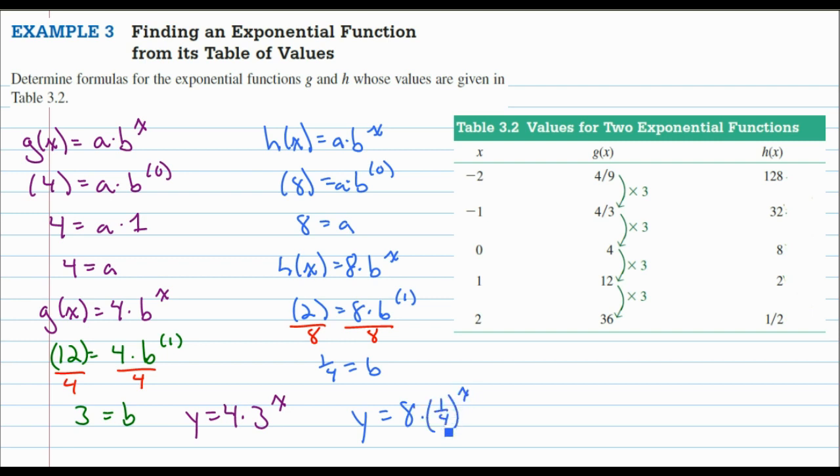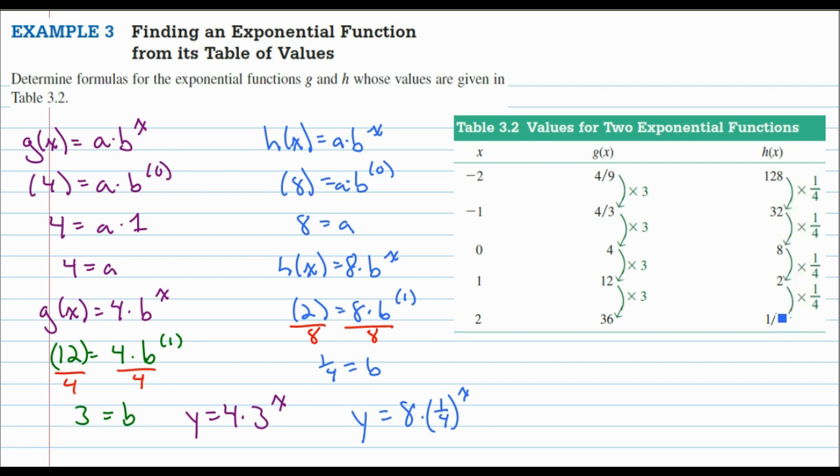So this is exponential decay. I can see that every new y value is getting multiplied by 1/4 to achieve the next one. 128 times 1/4, or divided by 4, is 32. 32 divided by 4 is 8. 8 divided by 4 is 2. 2 divided by 4 is 1/2. 1/2 divided by 4 would then be 1/8, etc.